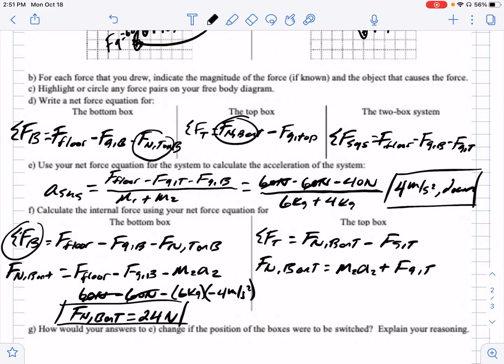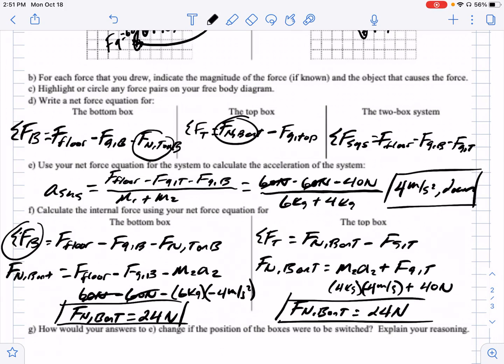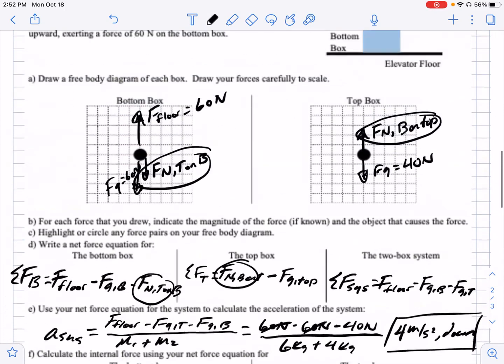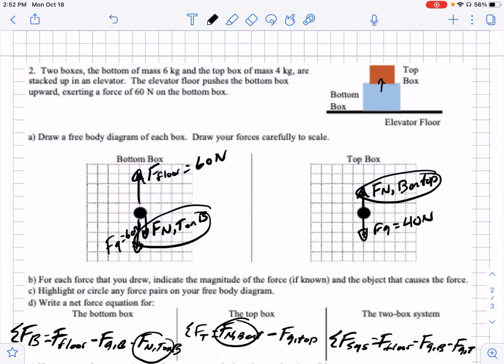Now we can plug in. The mass here is 4 kilograms. The acceleration was negative 4 meters per second squared, plus the weight, which is 40 newtons. So I have 4 times negative 4, that's negative 16 newtons, plus 40 newtons. So the normal force there is just equal to 24 newtons. So we got the same answer. Your internal force between them, that contact force between these two, was equal to 24 newtons.